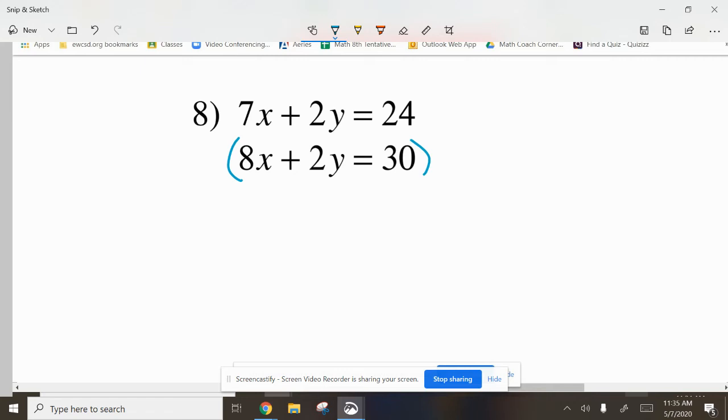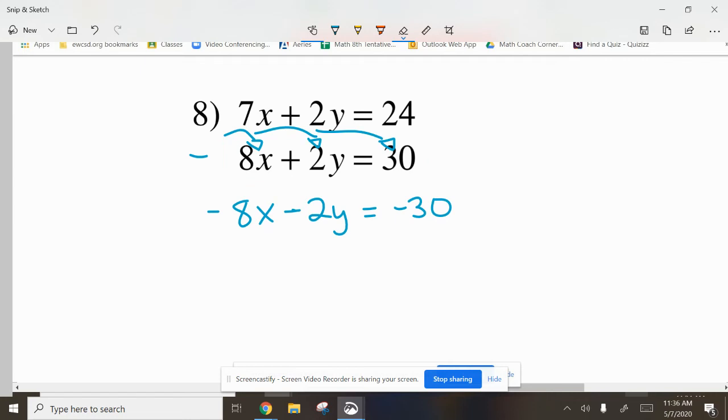And I'm going to multiply it. How can I make this 2 a -2? I'm going to multiply it by -1. Okay. And as I do that, I literally do a triple jump in here, triple distributive property. I multiply every term, so it becomes -8x, -2y, -30. Okay, and all of that's now been changed.